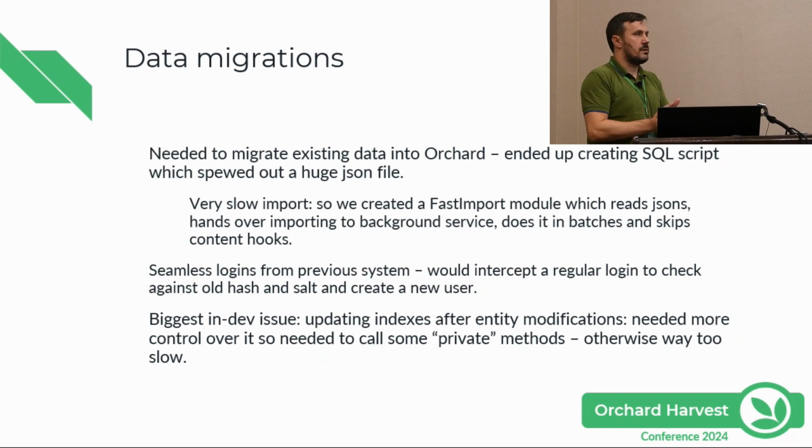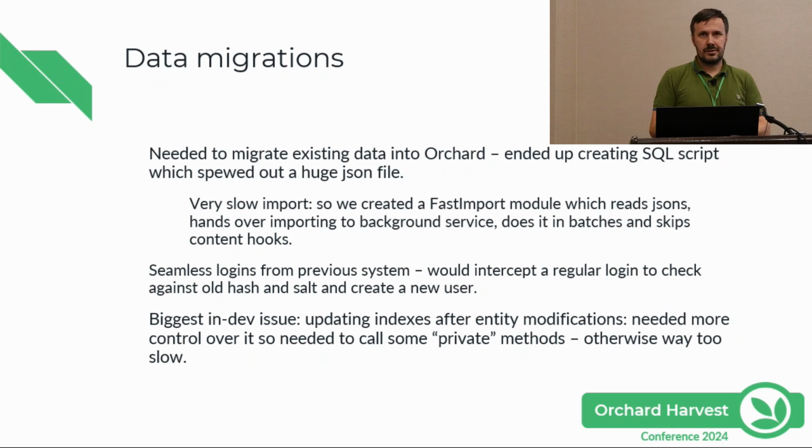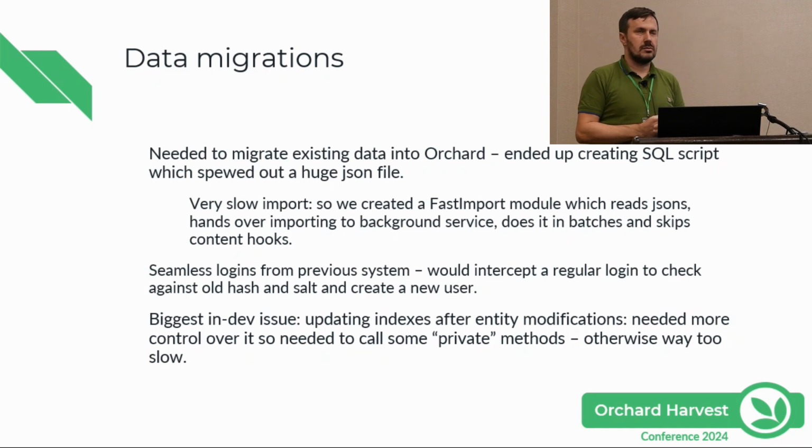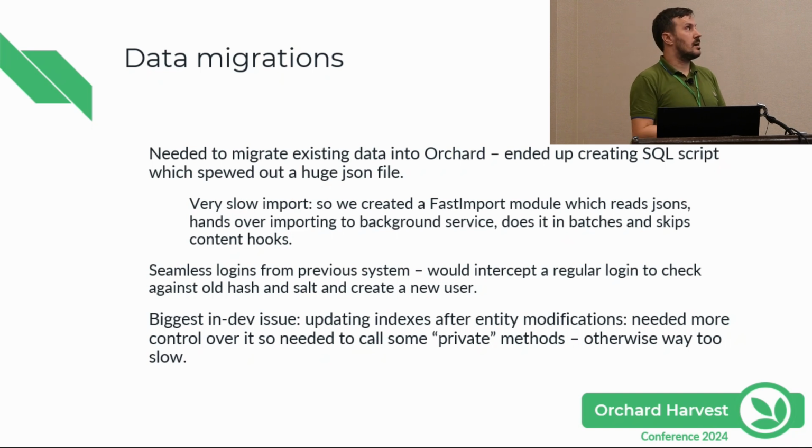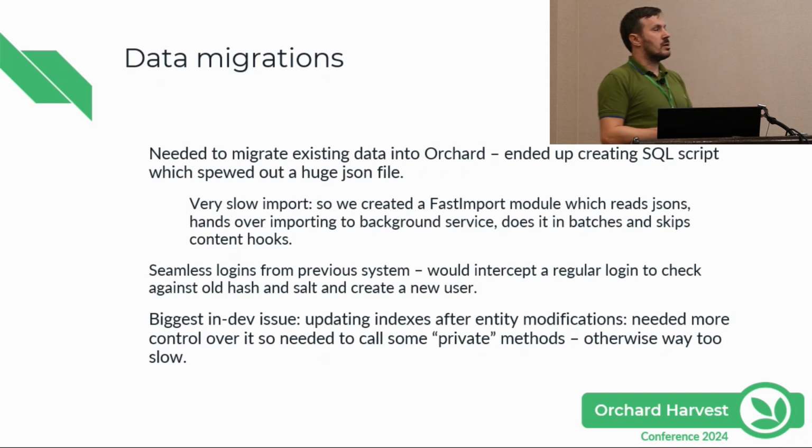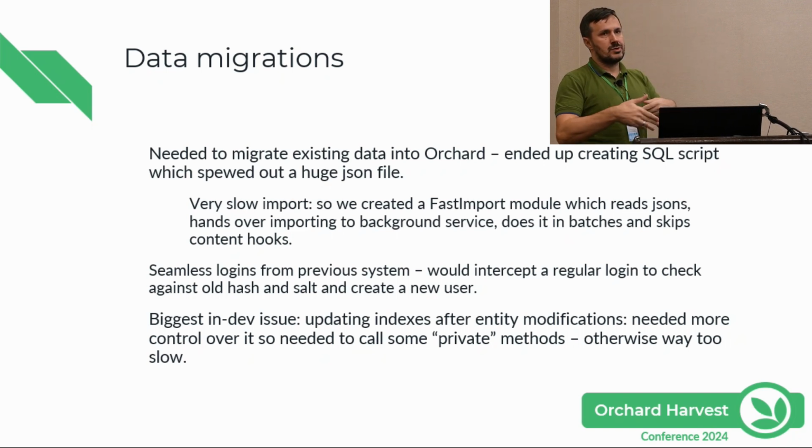If you try to import 20,000 content items into Orchard via the current facility, I'm not sure if something changed in the meanwhile, but when we tried to do it, it would time out. It would just die, and we didn't know where it would stop. So we created this fast import thing where we would plug straight into YesSQL, I think, or somewhere close to there.